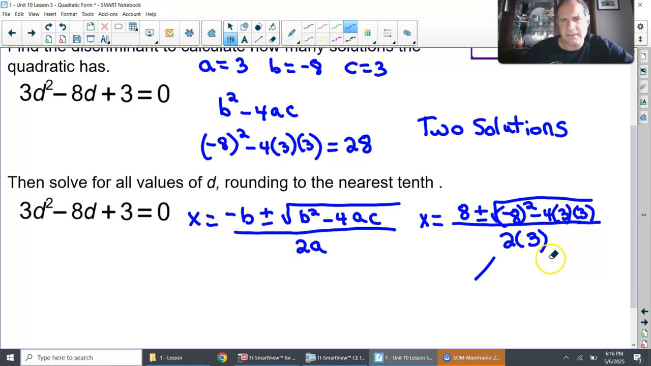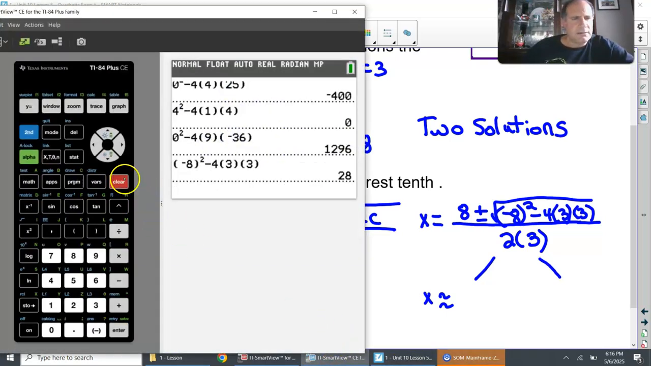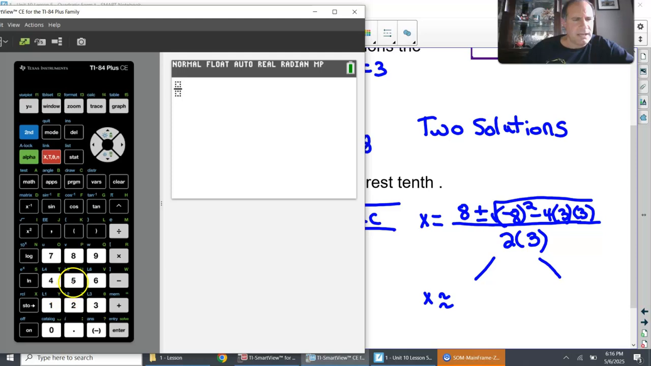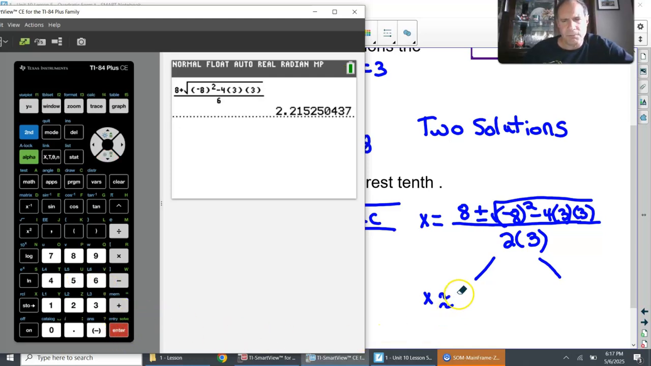Rounds to the nearest tenth. So I'm just going to put x and squiggly equal sign. So clear all that out. Alpha x, we're going to have 8 plus square root of -8 squared minus 4 times 3 times 3 all over 6. And we're going to go, rounded to the nearest tenth, 2.2.